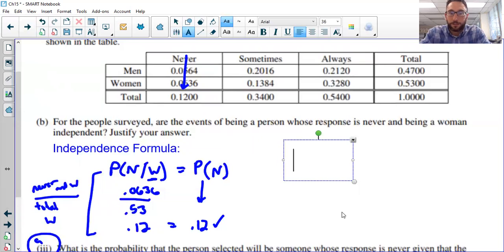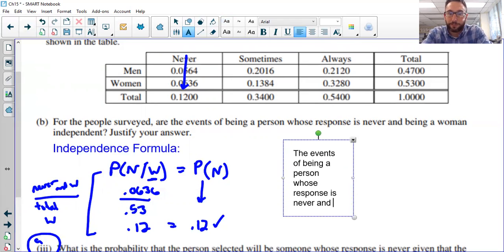As I write this up, I really wish that I had copied and pasted the text from before, because I'm going to do the same thing. So I'm going to say the events of being a person whose response is never and being a woman are independent.